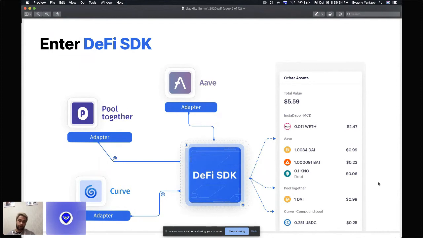And all of that is happening on chain. The DeFi SDK is deployed on chain, so it fetches the data directly. So there is no delay, and the data is always consistent and precise.